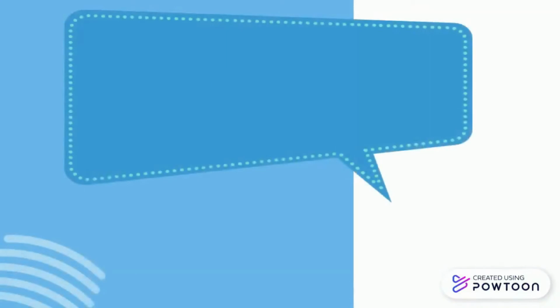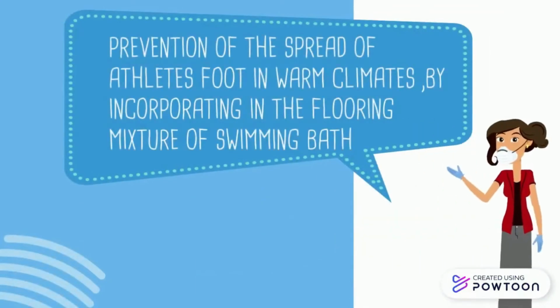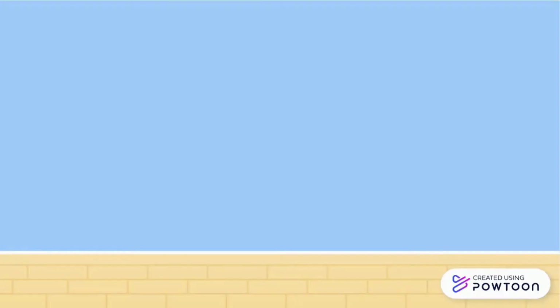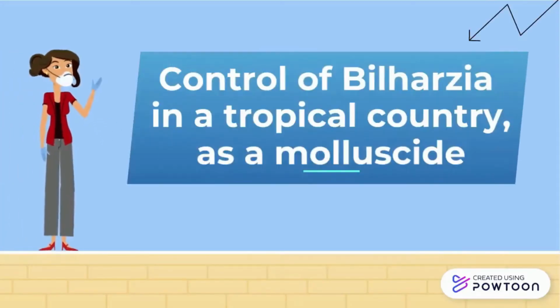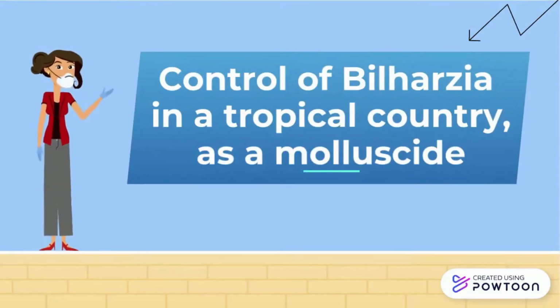Copper sulfate can function to prevent the spread of athlete's foot. Athlete's foot is a fungal infection that grows in between the toes, usually in warm climates. Besides that, copper sulfate can be useful in controlling bilharzia disease. Bilharzia disease is caused by parasitic worms transmitted by water snails. Copper sulfate can act as a molluscicide, known as snail bait, to reduce the population of the snails that become the host for the parasitic worms that cause the disease.